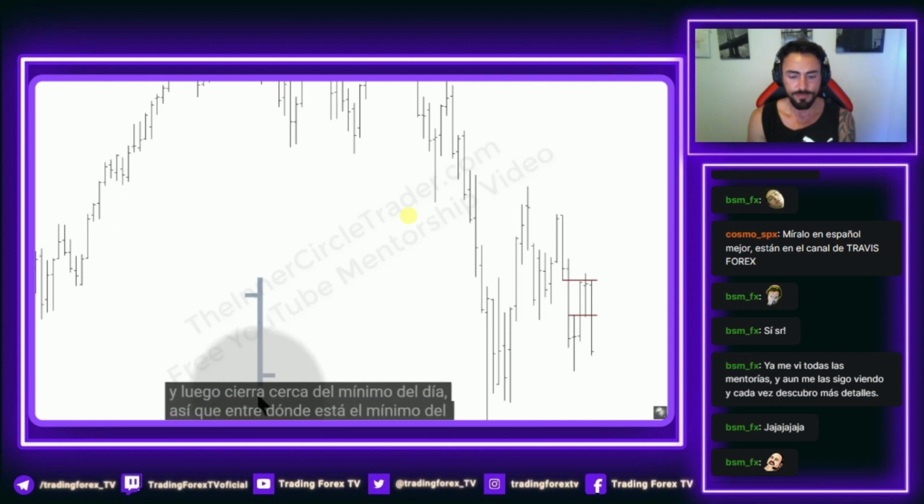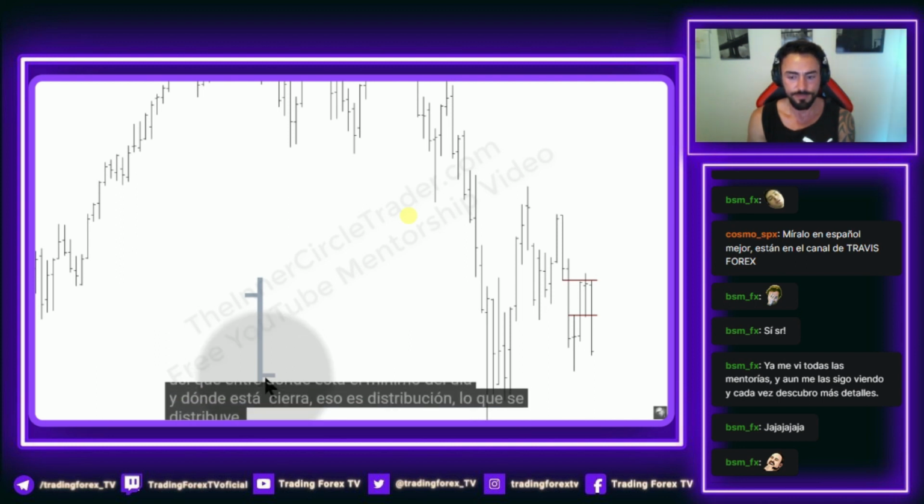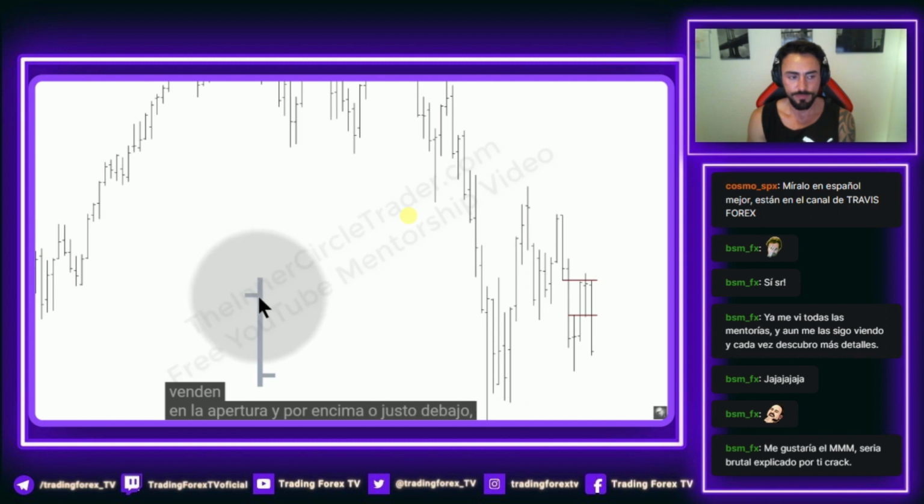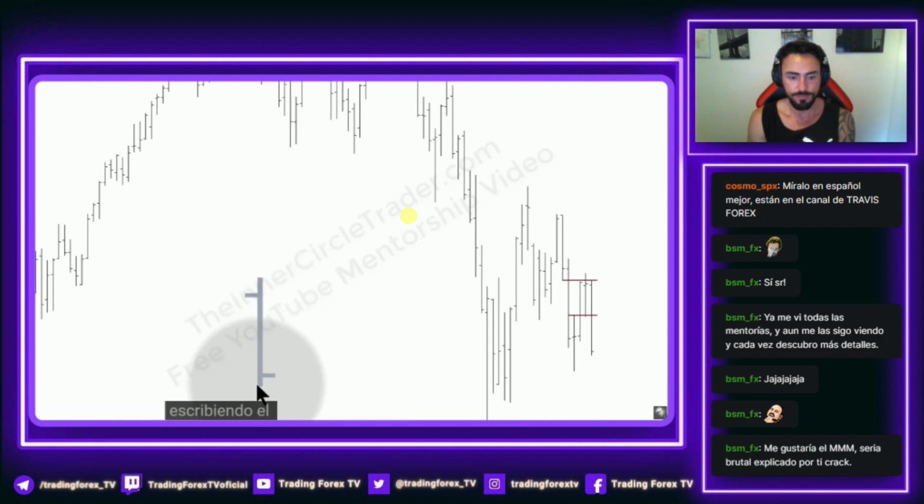So between where the low of the day is and where it closes, that's distribution. What's being distributed? Smart money's short positions. So they're selling at the open and above or just below it, riding out the daily range.